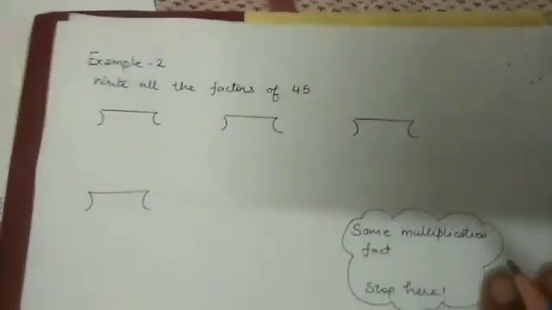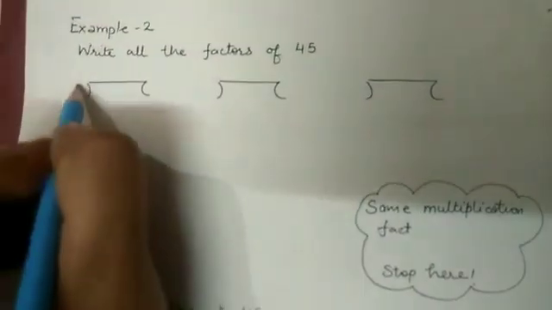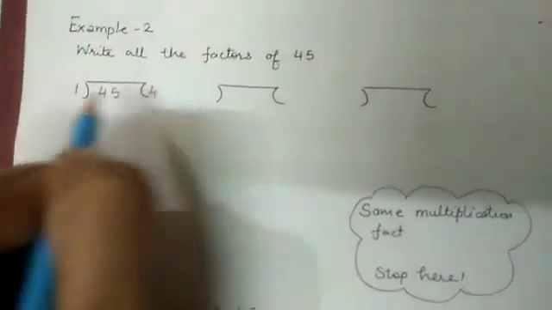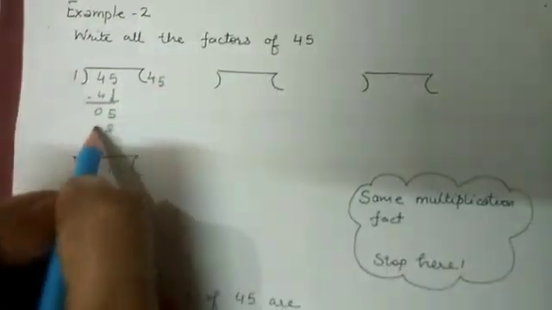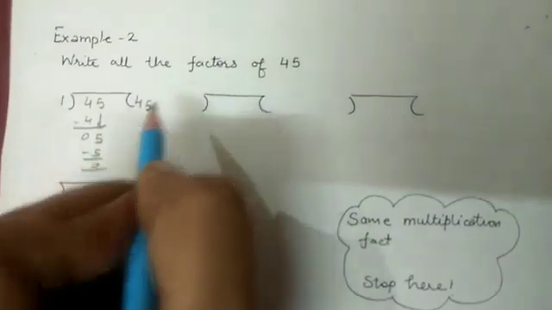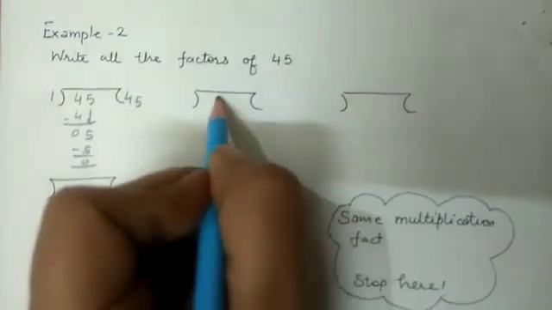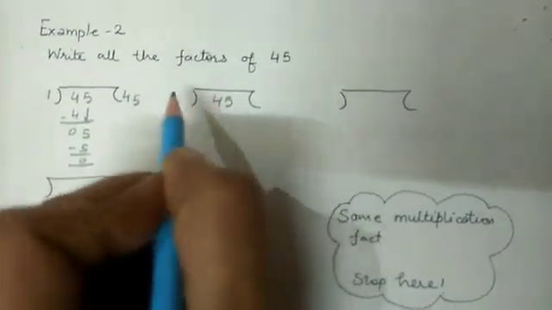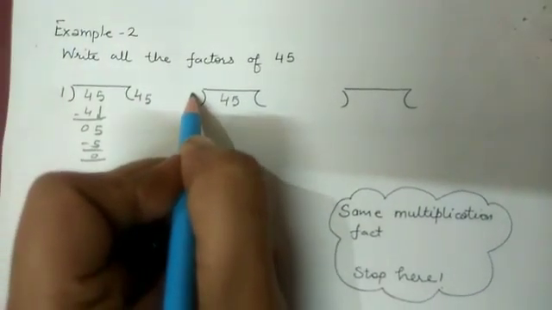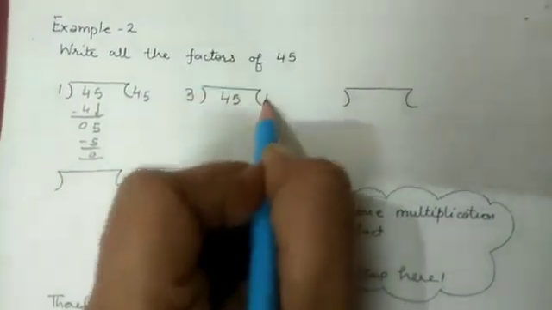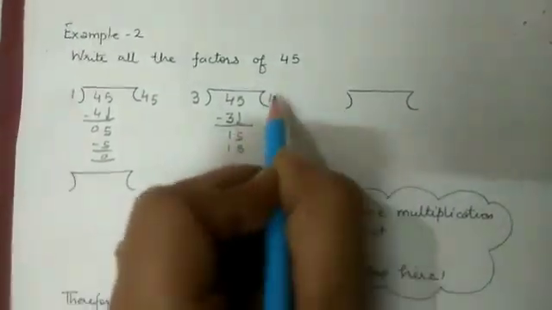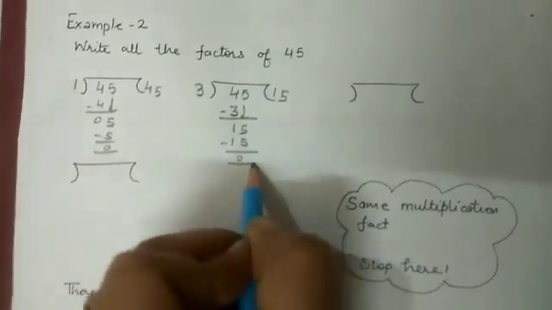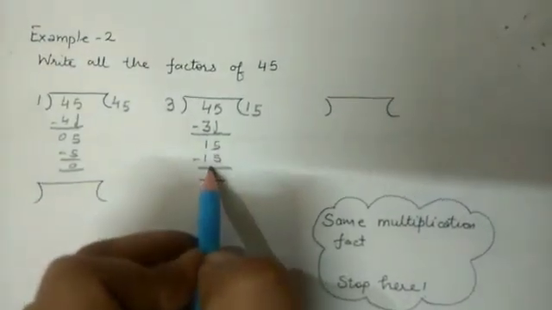Write the factors of 45. We will start again with 1. 1 fours are 4. 1 fives are 5. Divisible. So 1 is a factor. Now we can observe 45 is an odd number. It should not be divisible by 2. So we will try with 3. 3 ones are 3 and then 3 fives are 15. It means 3 is a factor.